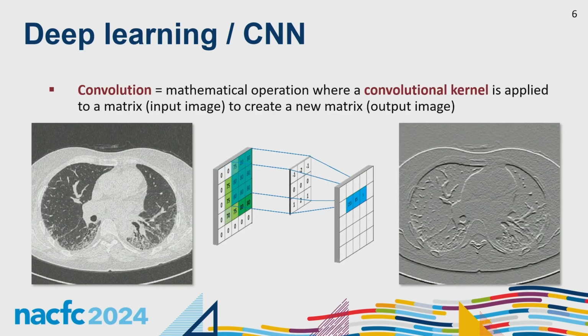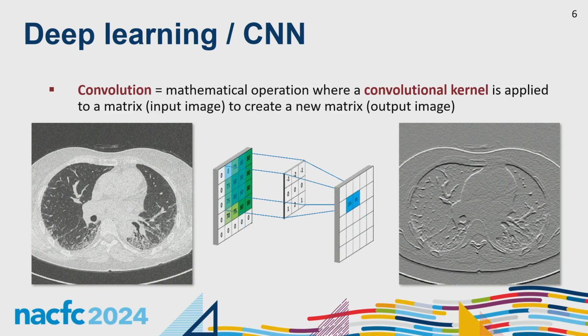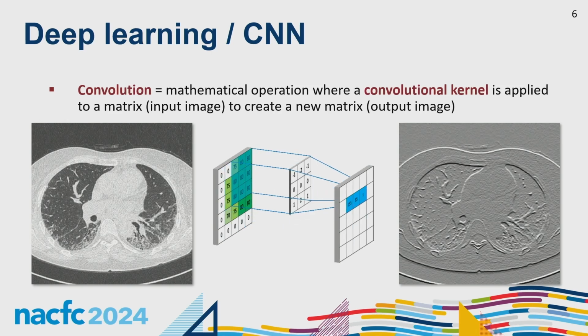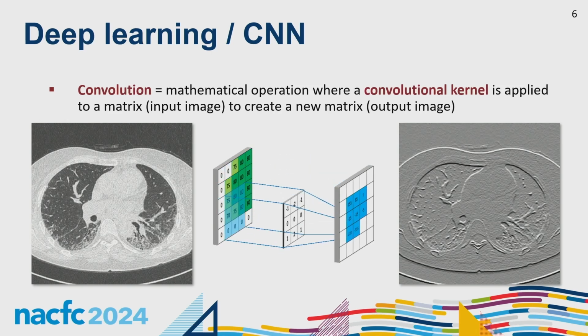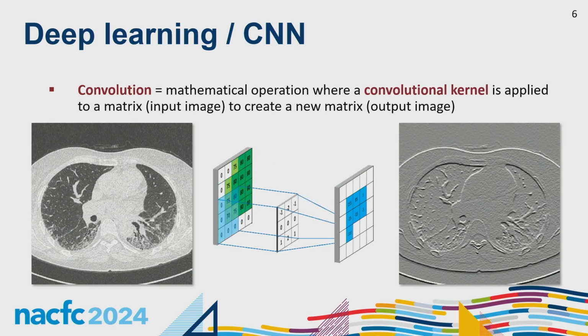So how does it work for image analysis? For image analysis, in fact, we use convolutional neural networks. These convolutional neural networks are made of convolution, and convolution is just a mathematical operation where a convolutional kernel is applied to a matrix, which is the image, to create a new image, which is the output. For example, here you have an example of a convolution which is applied to this image. It's a very simple convolution, and you see that you get a new image at the end.